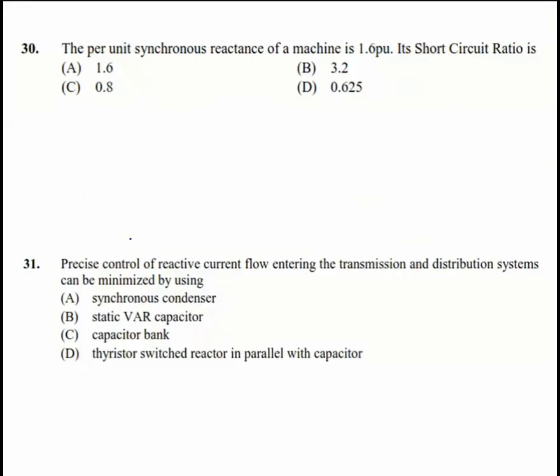Next problem. The per unit synchronous reactance of a machine is 1.6 per unit; what is the short circuit ratio? Normally the short circuit ratio is inversely proportional to the synchronous reactance. So that implies 1 by 1.6. So it will be approximately 0.625, and D is the answer, right?